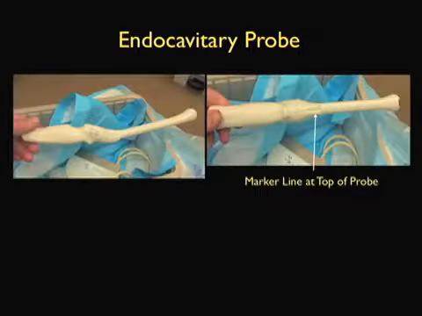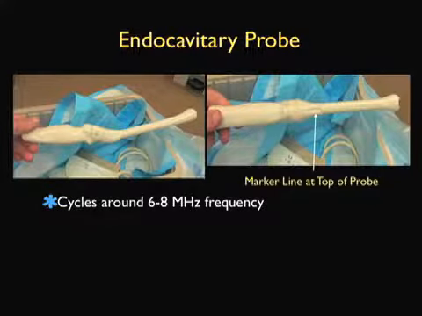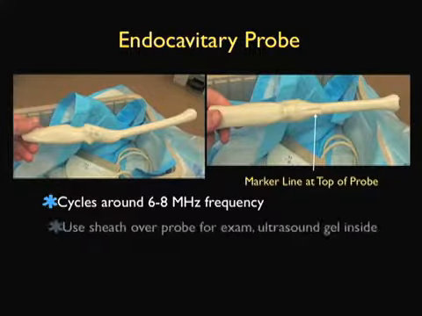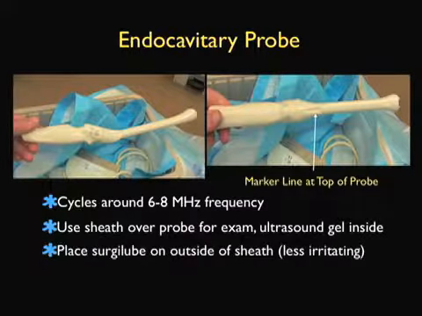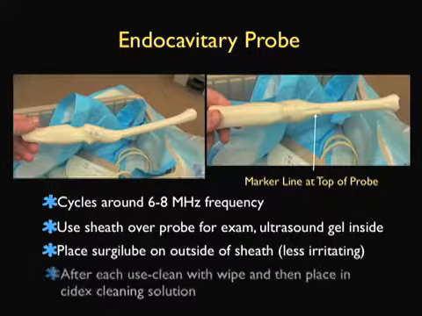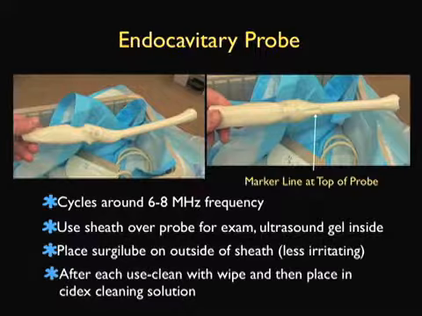Now let's turn our attention to performance of the transvaginal ultrasound exam. For this exam, optimal imaging of the uterus and adnexa will need an endocavitary probe, as shown in the images here at the top of the slide. This probe will cycle at a higher frequency than the probe used for transabdominal sonography, cycling around 6 to 8 megahertz. We'll prepare our probe by using a sheath with ultrasound gel inside and Surgilube on the outside of the sheath, as it is less irritating for our patients.